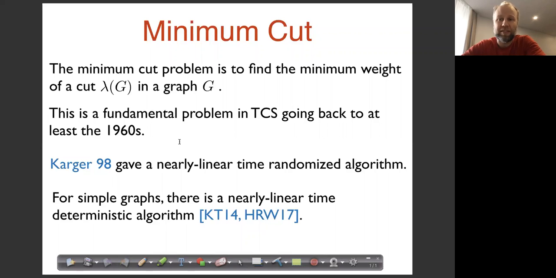One breakthrough was in 1998. Karger gave a nearly linear time randomized algorithm for minimum cut. So if there are m edges, his algorithm ran in time m times log cubed of n. And now even in the case of simple graphs, so graphs where all the weights are 1, we even have near linear time deterministic algorithms. That was first done by Kawarabayashi and Thorup. It was m times log to the 12th n, I believe. So a large exponent in the log factor, and that was later reduced by Henzinger, Rao, and Wang.